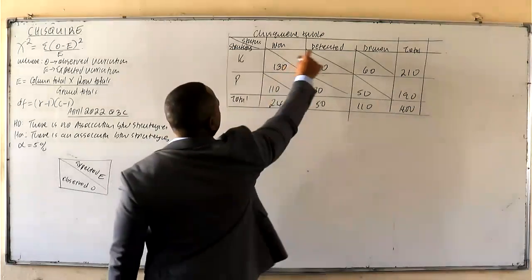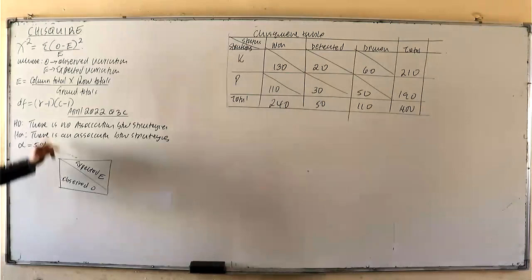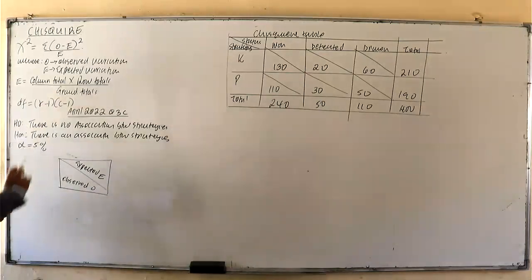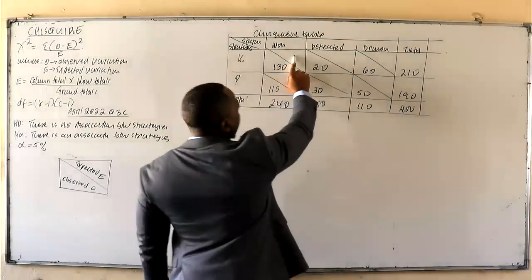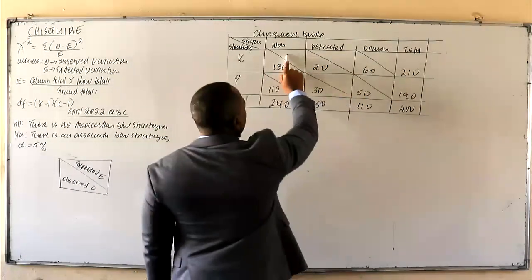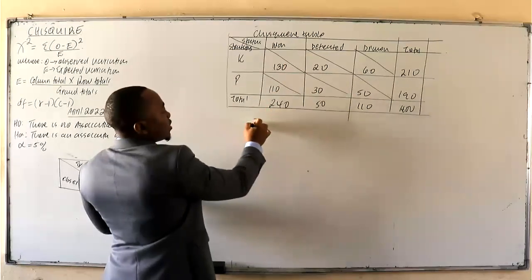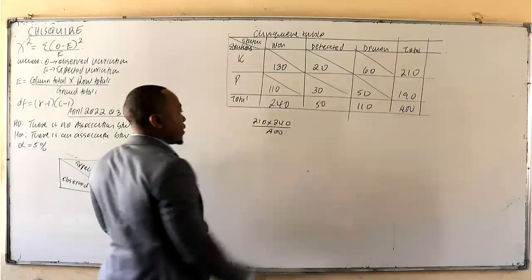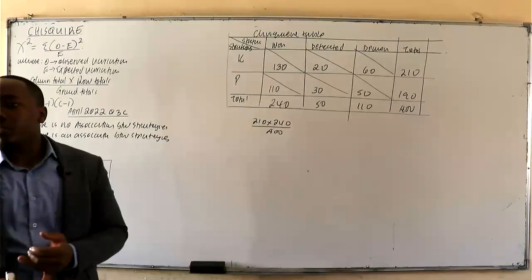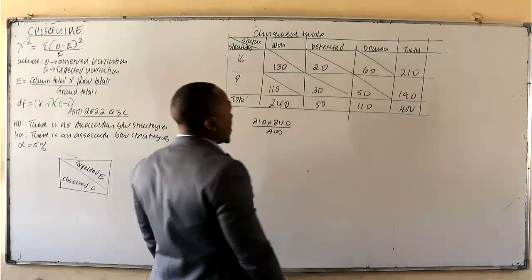Now let's compute the expected. To get the expected, you take the row total, multiply by the column total, and divide by the grand total. For example, you'll take 210 times 240 and divide by the grand total. So give me that. Let's round off.